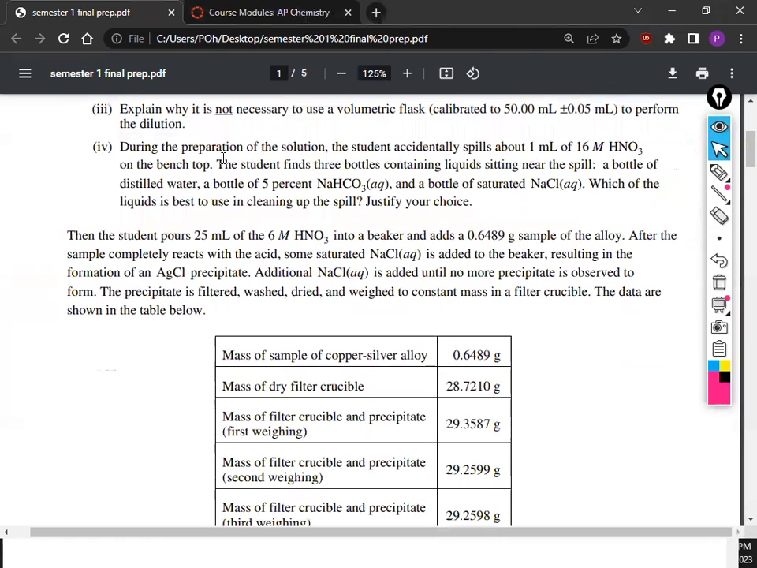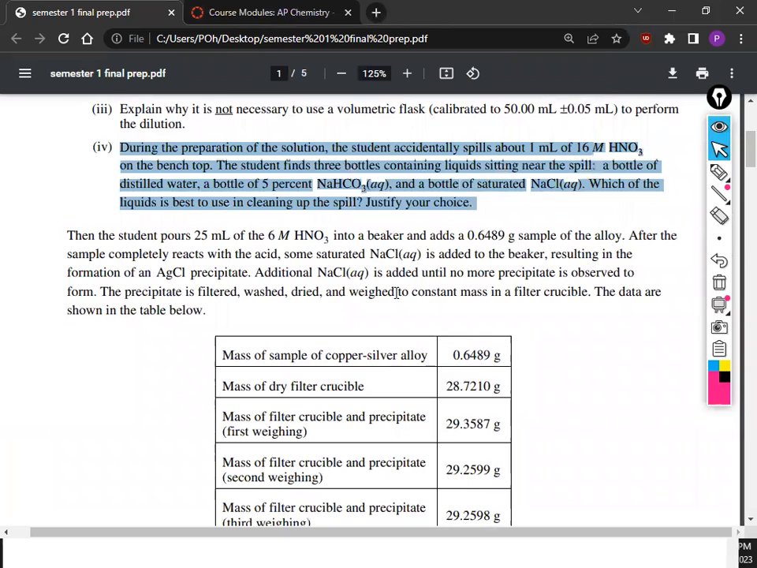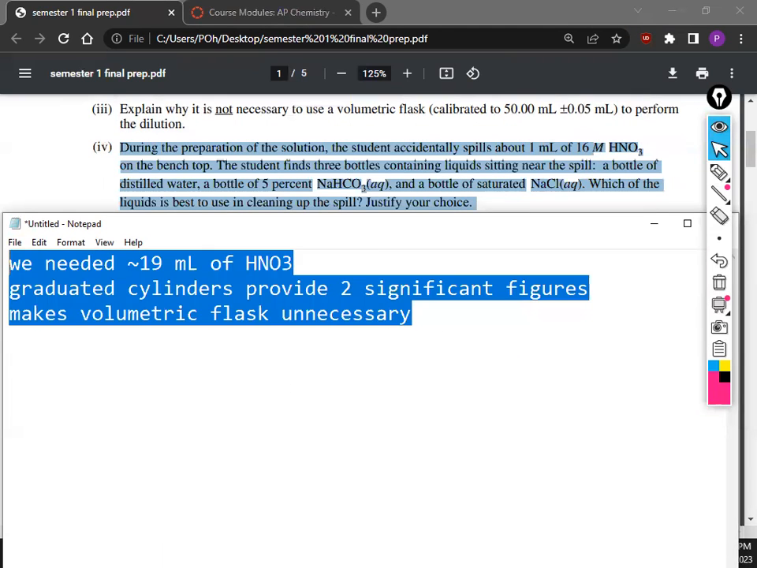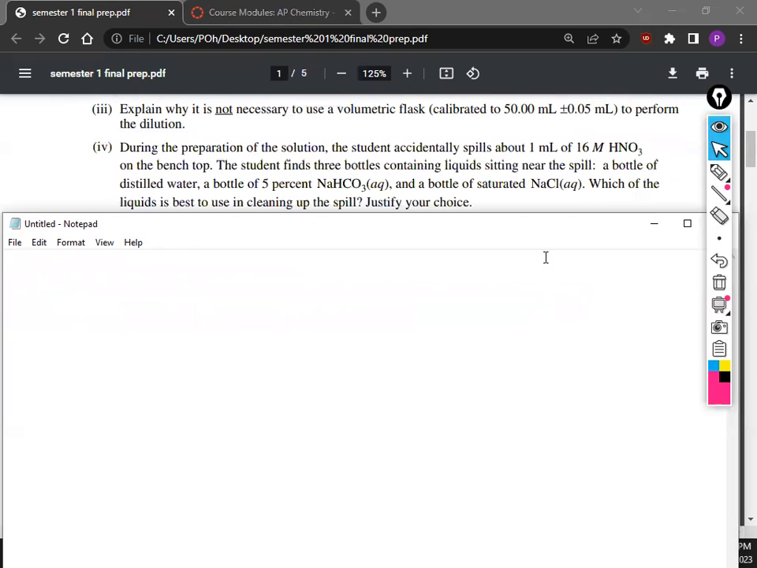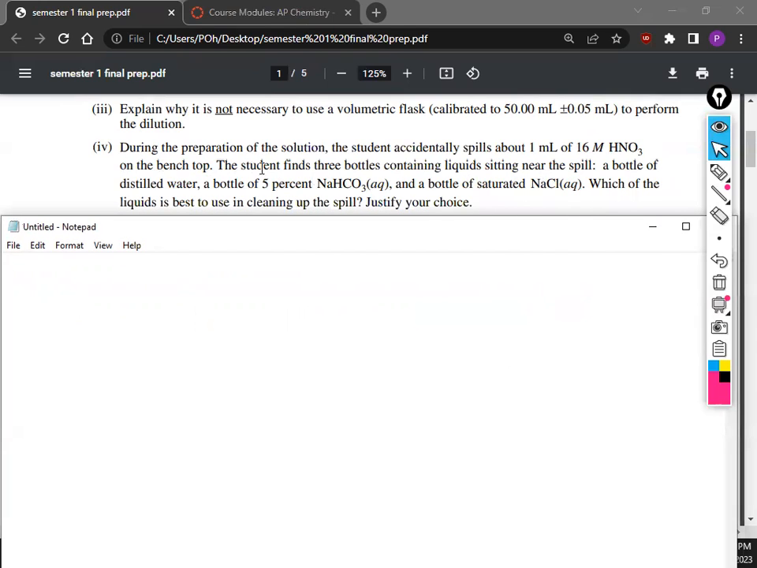All right, next thing we're gonna look at is another lab question. During the preparation of the solution, the student is gonna spill 1 mL of the stock solution. That is very, very strong. That will eat through your tissue. On the bench top, there are 3 bottles containing liquids near the spill: a bottle of distilled water, 5% NaHCO3, and a bottle of saturated salts. Which liquid is best in cleaning up the spill?